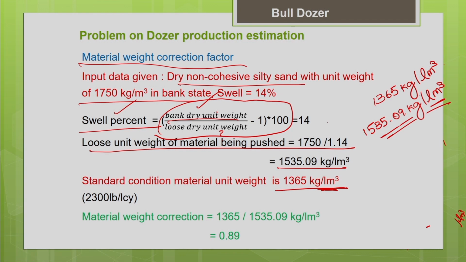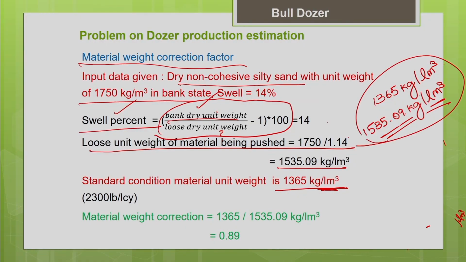So that means this is going to affect the productivity. When the soil is more denser, it is going to be difficult for the bulldozer to push it. So that's definitely going to reduce the productivity. So you won't be able to realize your productivity as represented by the ideal curve. So you have to adjust it according to the material weight correction factor.